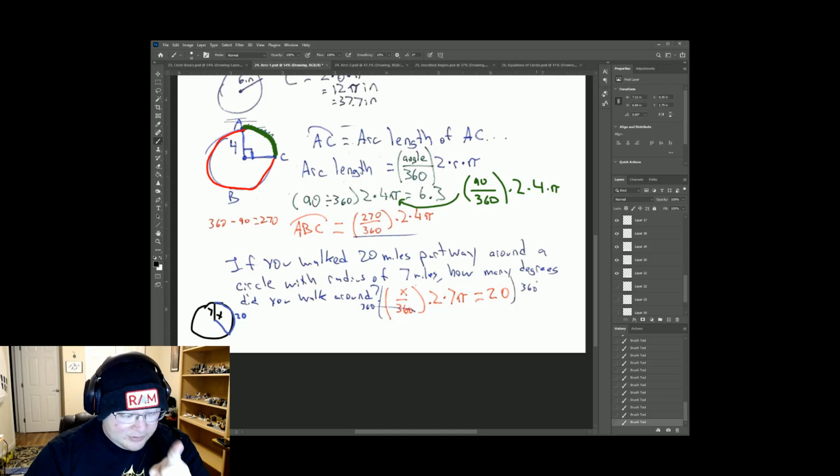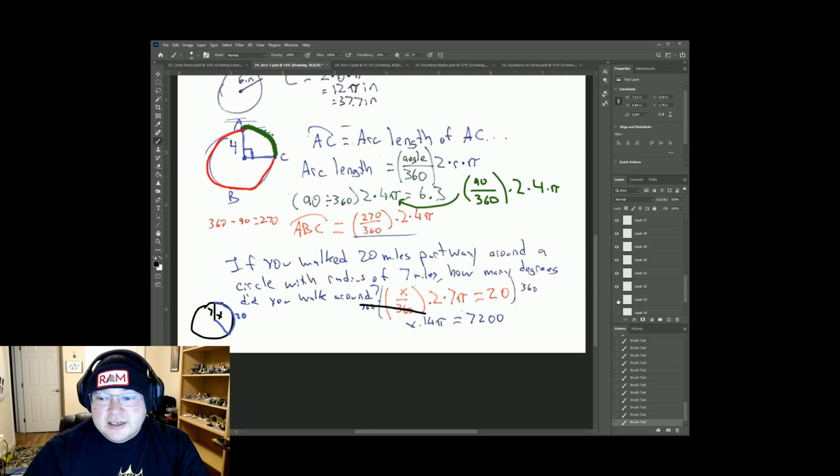And this is where we've got to be very, very careful. The reason we multiply by 360 is so these two cancel out. Nothing else happens. So we have x, and I just said 2 times 7 is 14, equals x times 14 pi equals 7,200. Now we're going to divide by 14 pi, and this is very, very important.